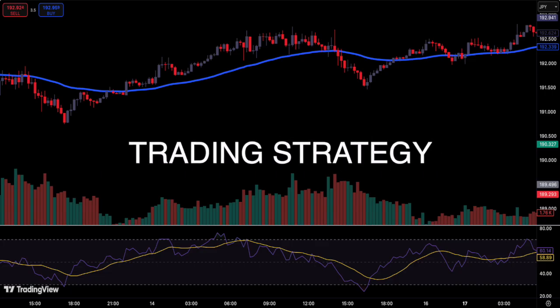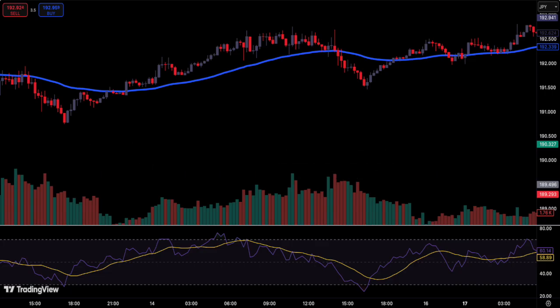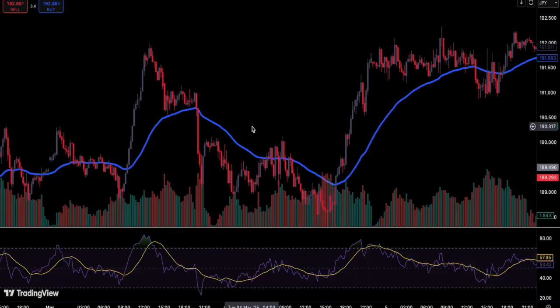Trading strategy. Now that we understand the indicators, let's talk about how we combine them into a powerful trading strategy.